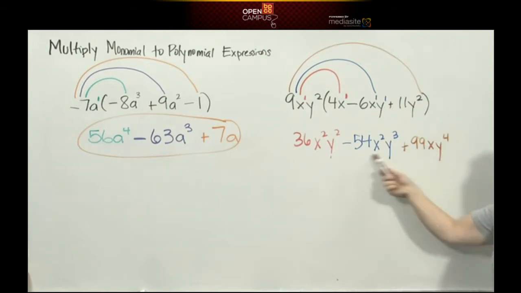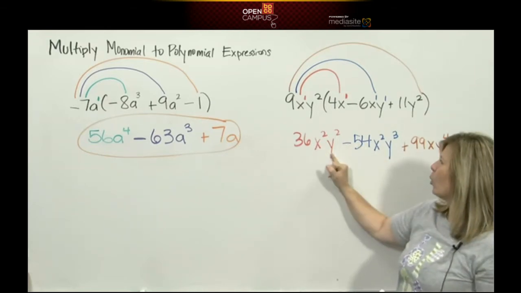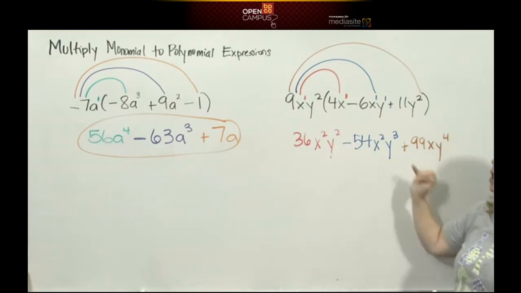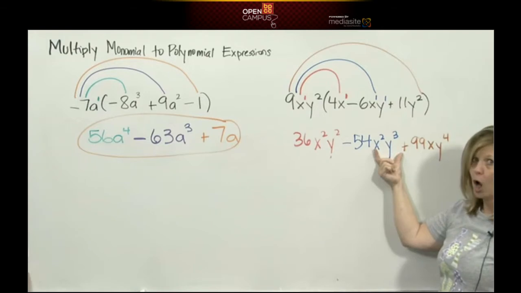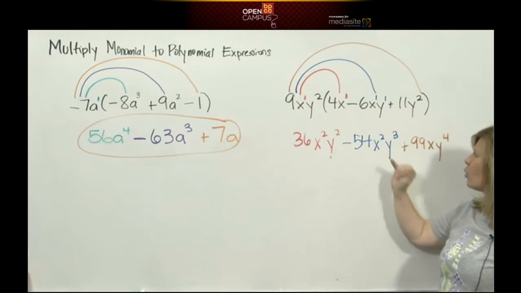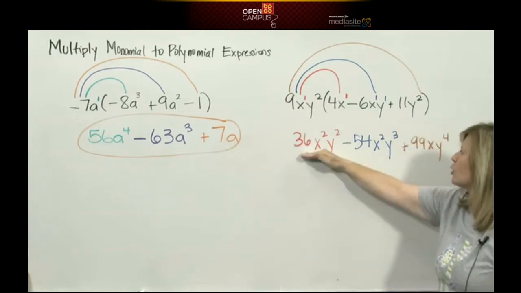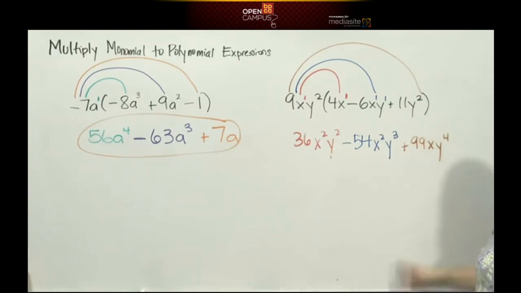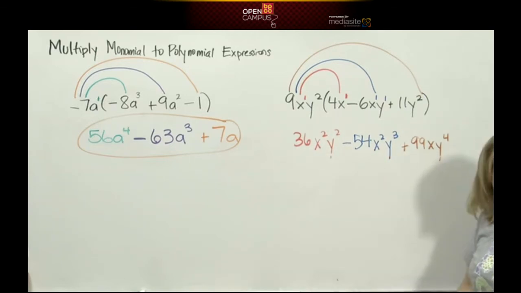Now, the question is, are we done here or can we keep going? Well, we have three terms. We see adding and subtracting, so they would have to be alike. Is an x squared y squared like an x squared y cubed? People, do these look alike? No. That's a y squared and that's a y cubed. They stand for totally different concepts. So no, you cannot add these guys together. Does an x y to the fourth look like any of these other terms? No. So we can't add any of these terms together.